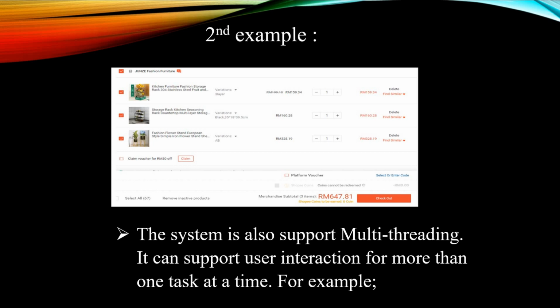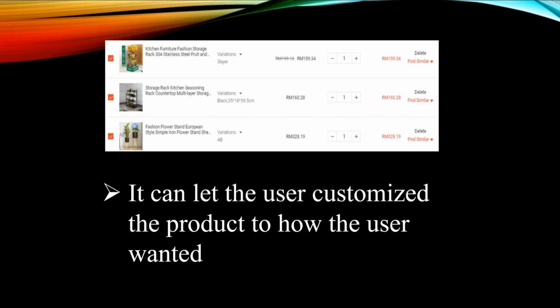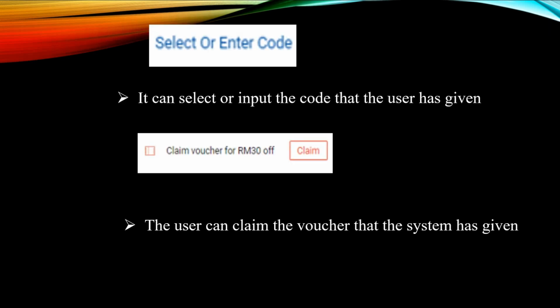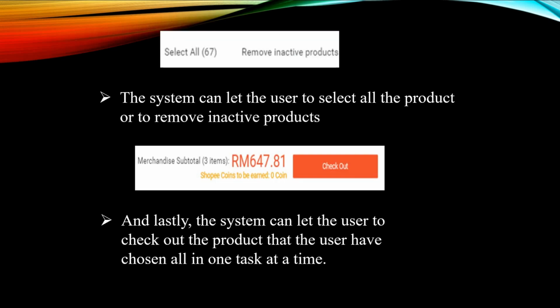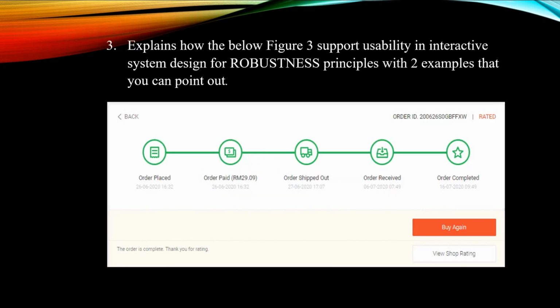Second example, the system also supports multi-threading. It can support user interaction for more than one task at a time. For example, it can let the user customize the product how the user wants. It can select or input the code that the user has been given. The user can claim the voucher that the system has given. The system can let the user select all the products or remove inactive products. And lastly, the system can let the user check out the products that the user has chosen, all in one task at a time.